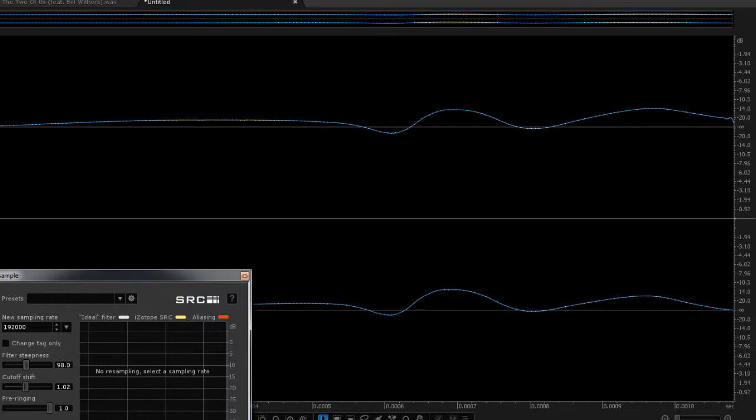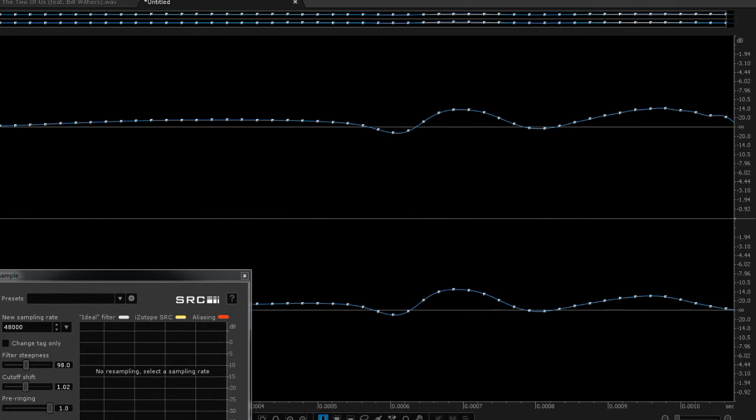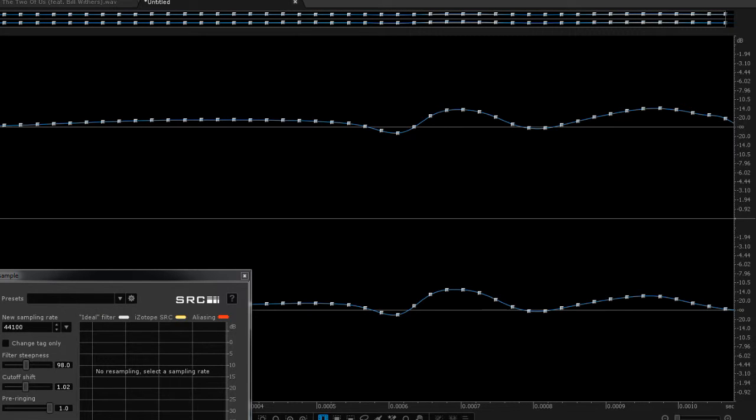Okay, we're looking at waveforms here, and specifically the resampling of waveforms. This is the best sample rate converter out there. This is by Isotope, and we're just going to see what it looks like when they go from like 192 to 96, like right there, and then to 48, and then to 44.1. So you can see the samples, obviously the dots.